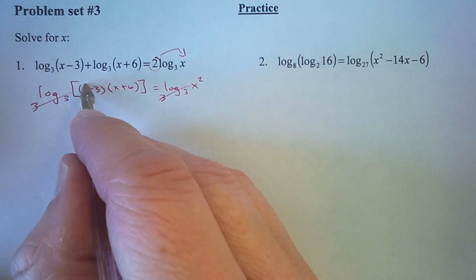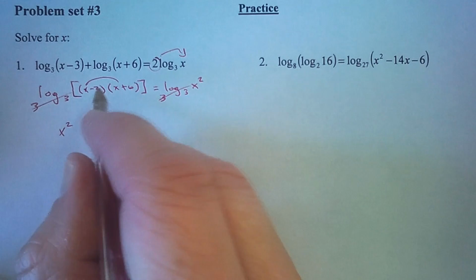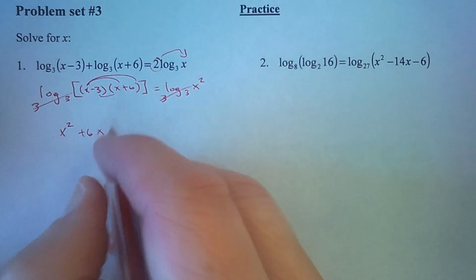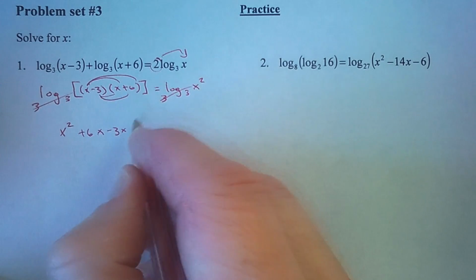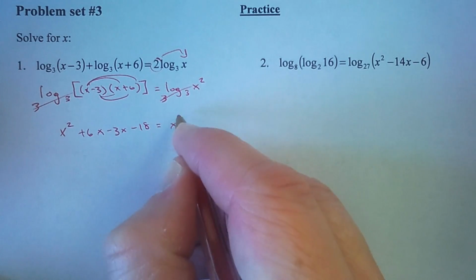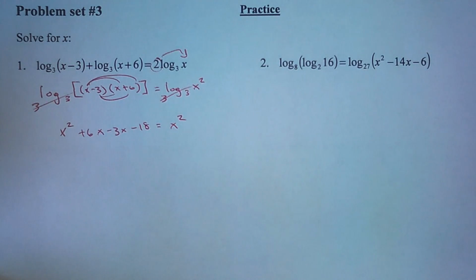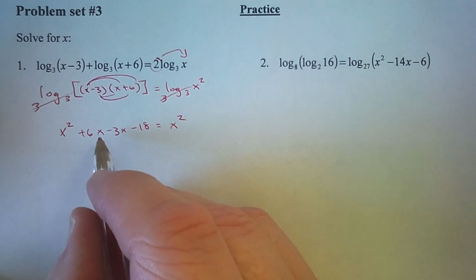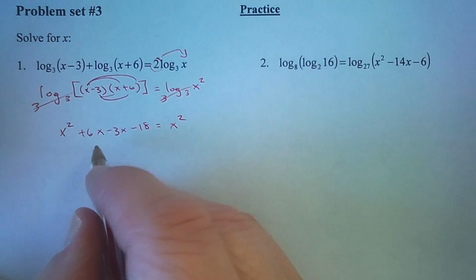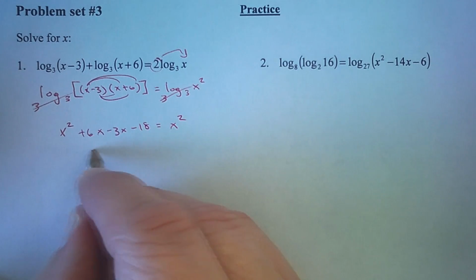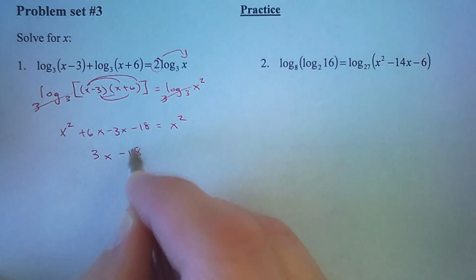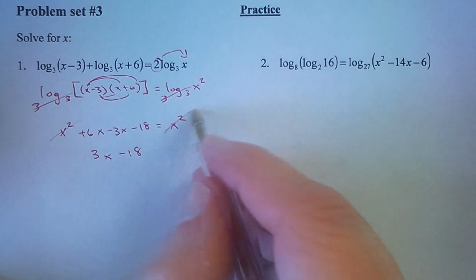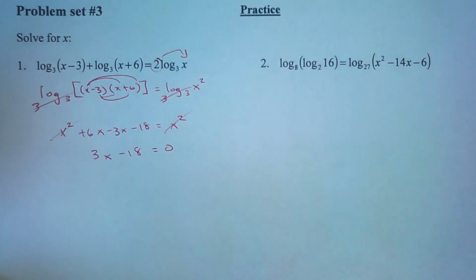So I'm going to go ahead and distribute these. So I have x squared plus 6x. Now I'll distribute the negative 3: minus 3x minus 18 equals x squared. Okay, then I can combine some like terms. I've got 6x minus 3x, that's 3x minus 18, and if I subtract x squared from both sides, they're actually going to cancel. So that equals 0.